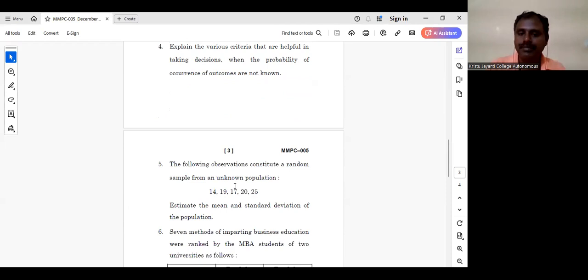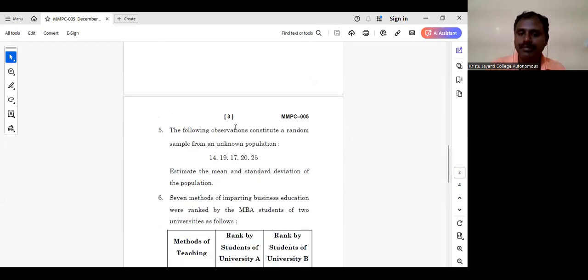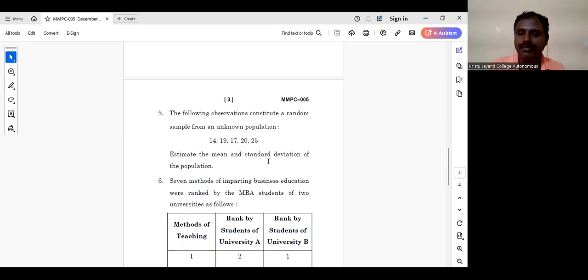Next, this is a very simple question, asked for 20 marks. The following observations constitute a random sample from an unknown population: 14, 19, 17, 20, 25. They're asking for the mean and standard deviation of the population. What is the formula for the mean? If only individual observations, only X values, are given, how do we calculate the mean? How do we find the average?